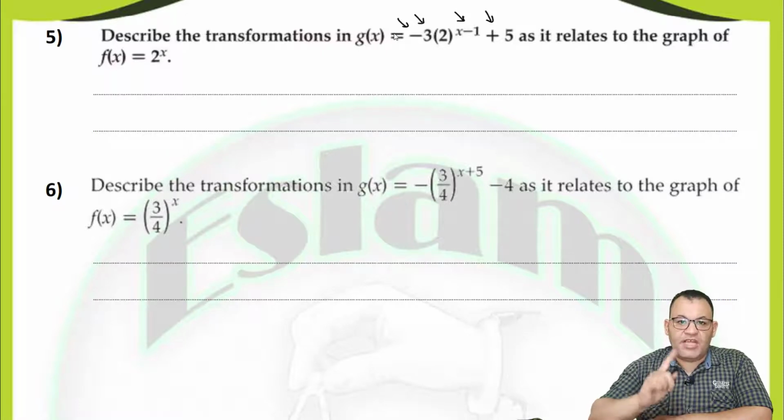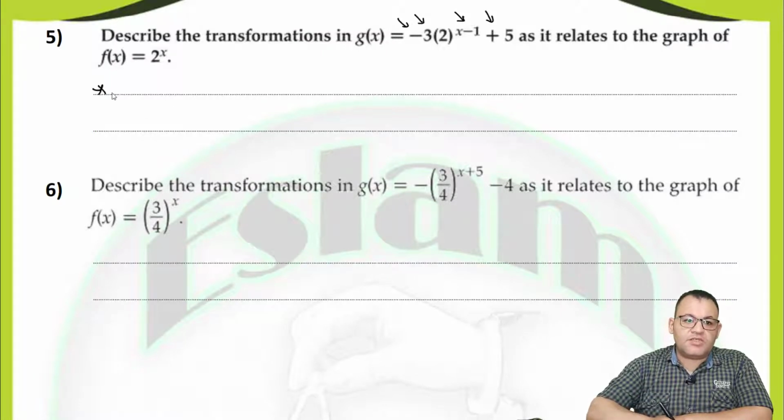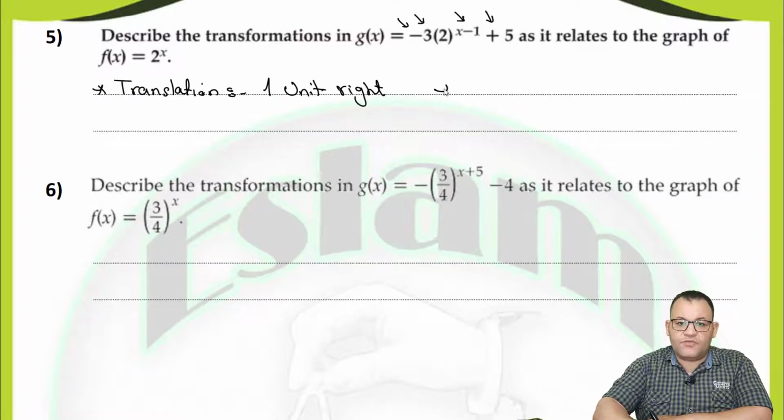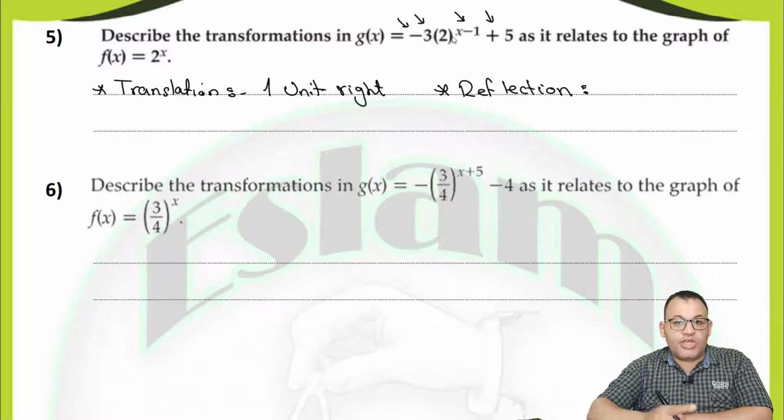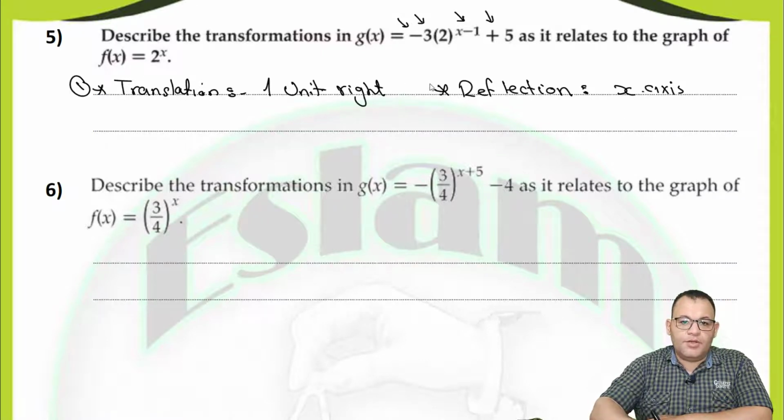Step by step. At the first, look at x. So the first transformation for x, we have translation. Because you subtract 1 from x, it means we are moving 1 unit right. That is the first type of transformation. After that, look at the multiplication. You have a negative, it means we have reflection. Because you have a negative multiplied by the function, it means you change the sign of y, so the reflection will be on the x-axis.